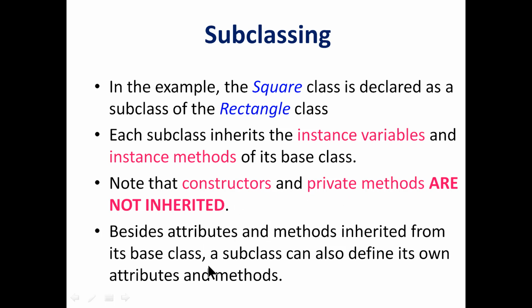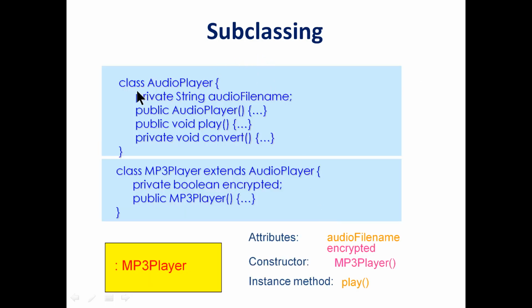Besides attributes and methods inherited from the base class, a subclass can also define its own properties and behavior. Look at this subclassing example: class AudioPlayer has a private string audioFileName, a default constructor, and a play method and a convert method of type void. Then MP3Player is a special audio player, so you say class MP3Player extends AudioPlayer. You have a private property and a method. MP3Player has a constructor, all audio files encrypted, and plays. So what happens? Neither the constructor nor this private property will come into MP3Player. Why? Because this is a private property.